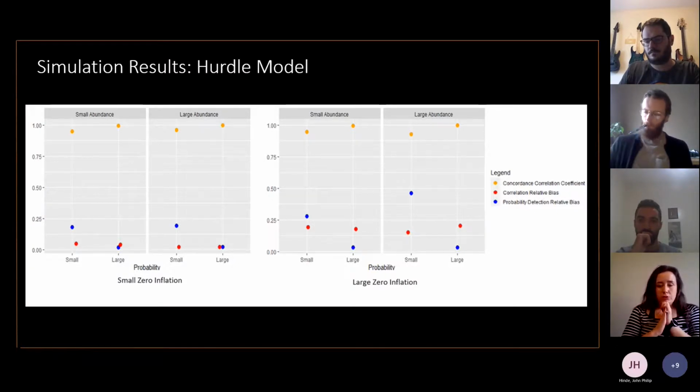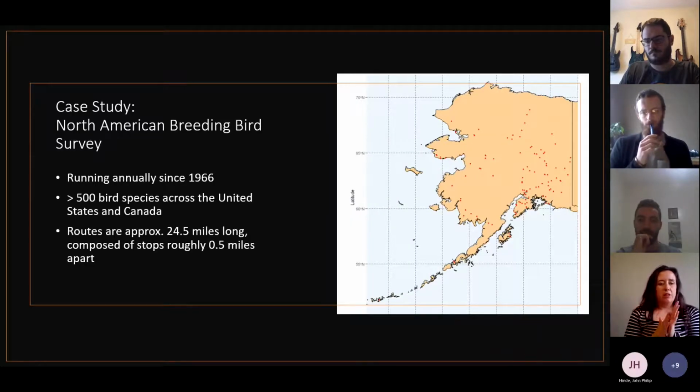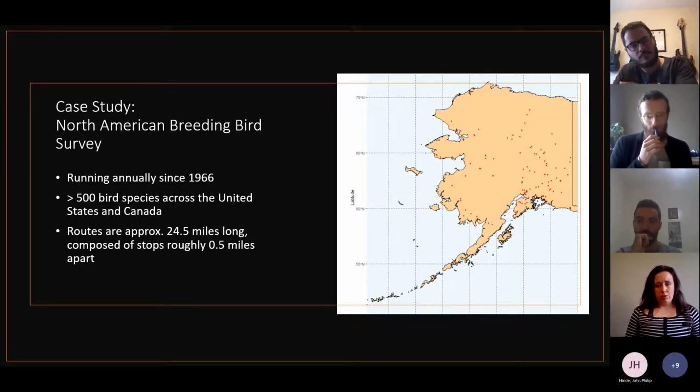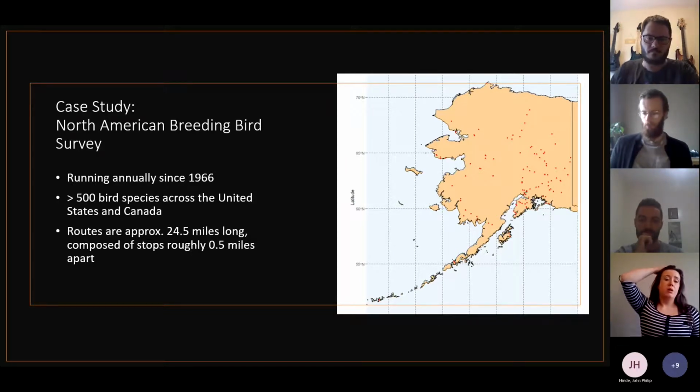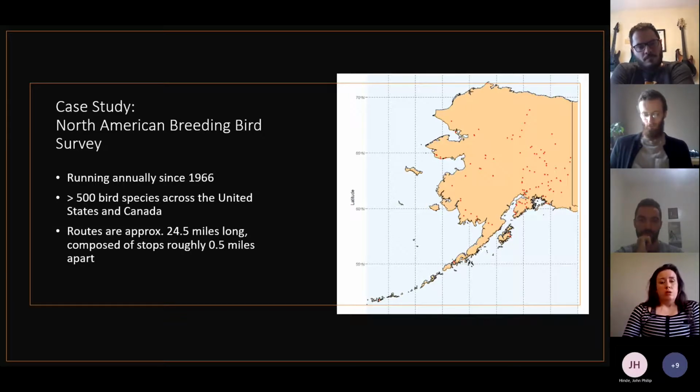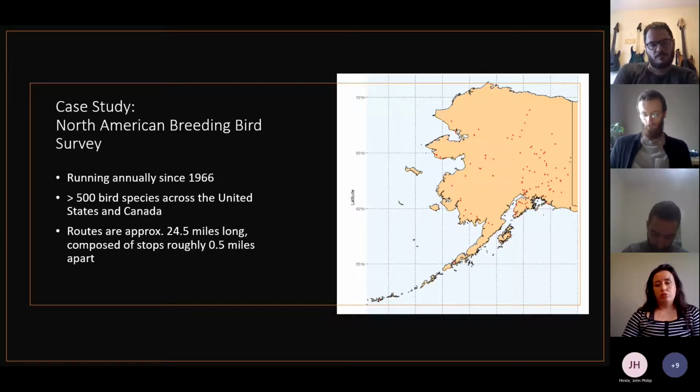So once we finished our simulation results, we had a quick look at a case study. And we were looking at data that was collected as part of the North American Breeding Bird Survey. This is a large-scale survey that's been collected annually since 1966. And it involves the collection of data on more than 500 bird species across thousands of sites in the US and Canada.